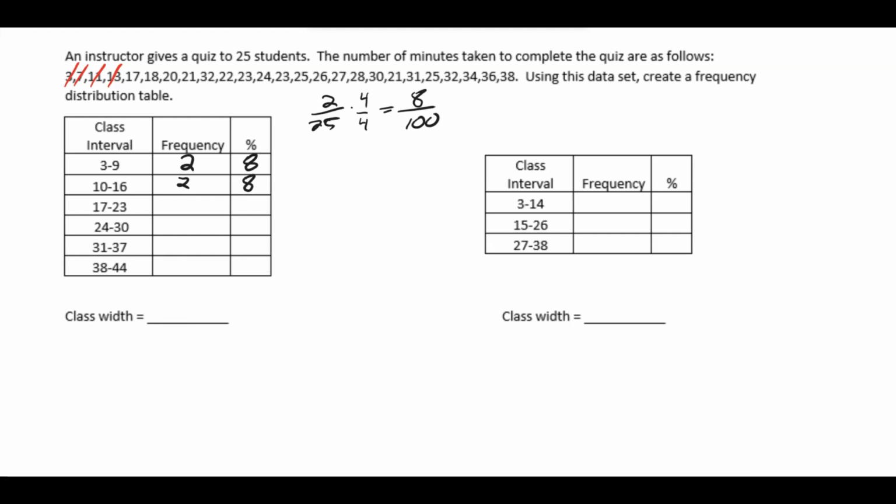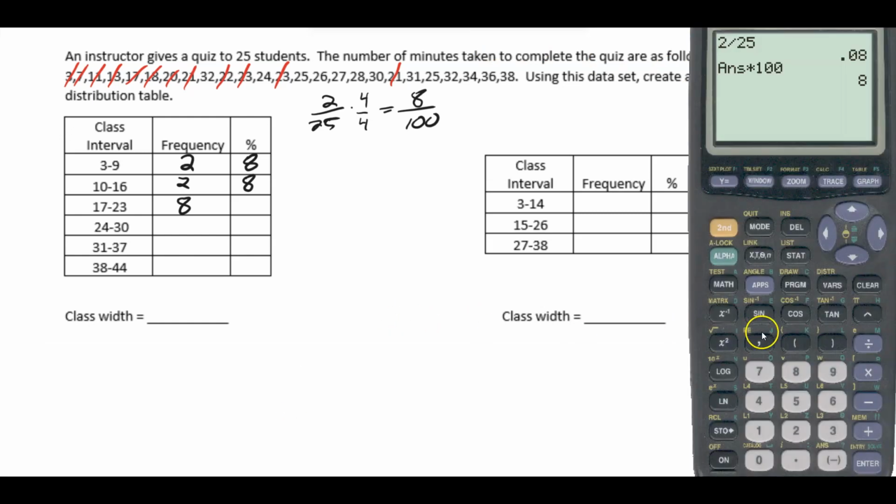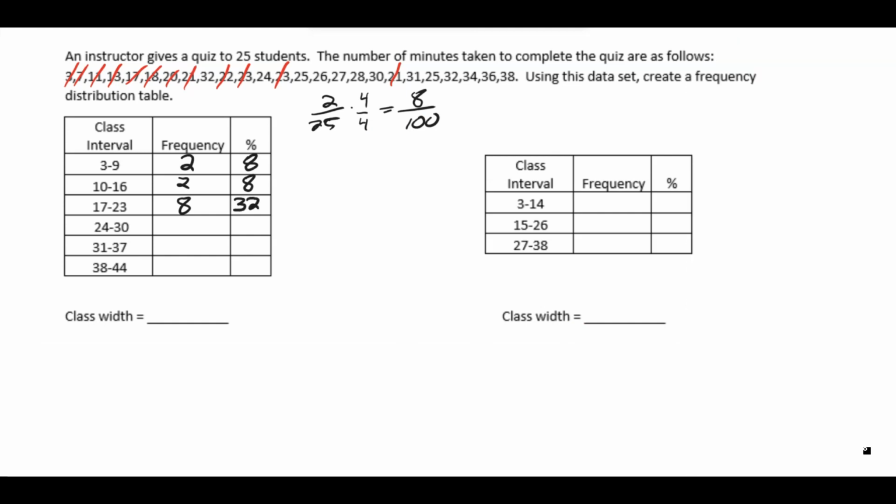17 to 23. 1, 2, 3, 4, 5, 6, 7. 17 to 23. 8. 8 of them. So they're a little bit harder to find when they're out of order. What is the relative frequency for that? 8 over 25 times 100, 32%. Now, because this column is percent already, we don't have to write the percent in the column.